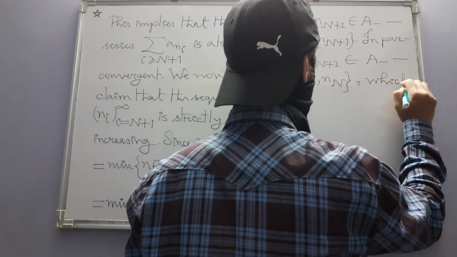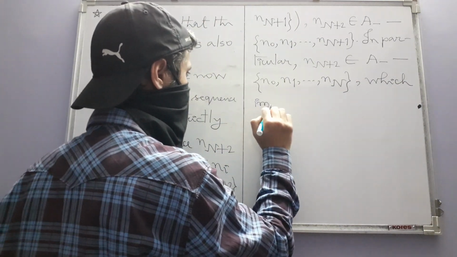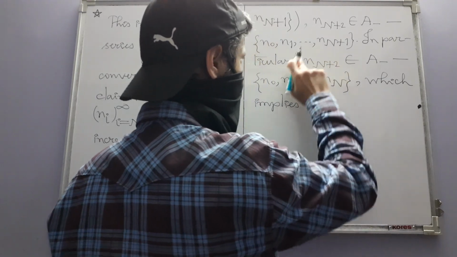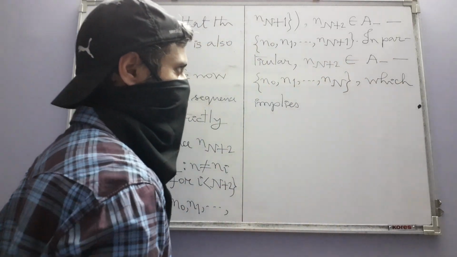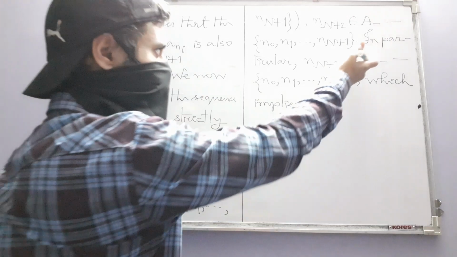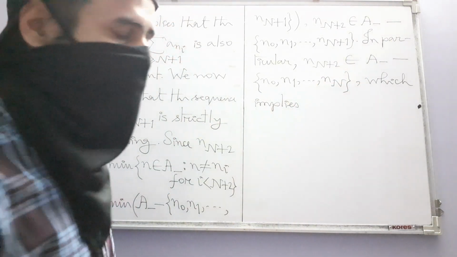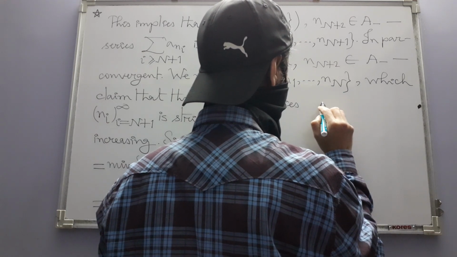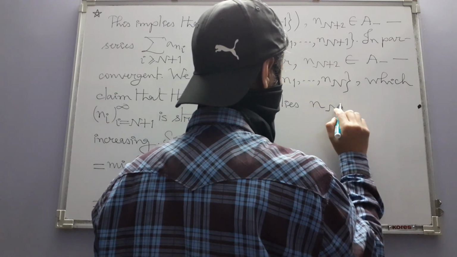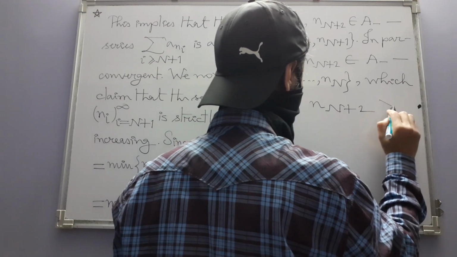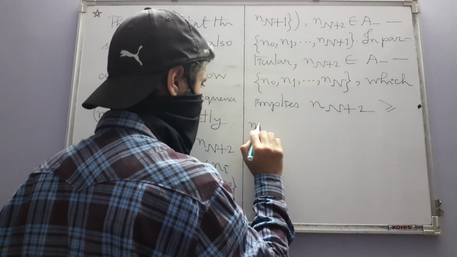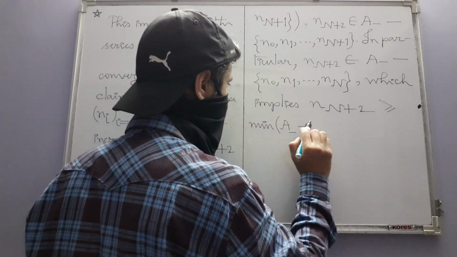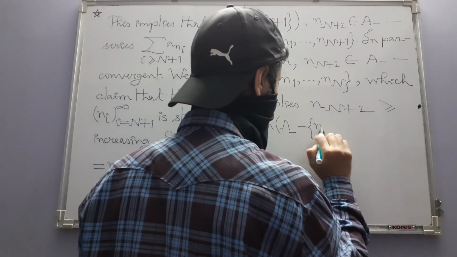which implies, so if this n plus 2 belongs to this set, then it will be greater than or equal to the minimum of this set naturally by the definition of minimum. So n plus 2 is greater than or equal to the minimum of this set.